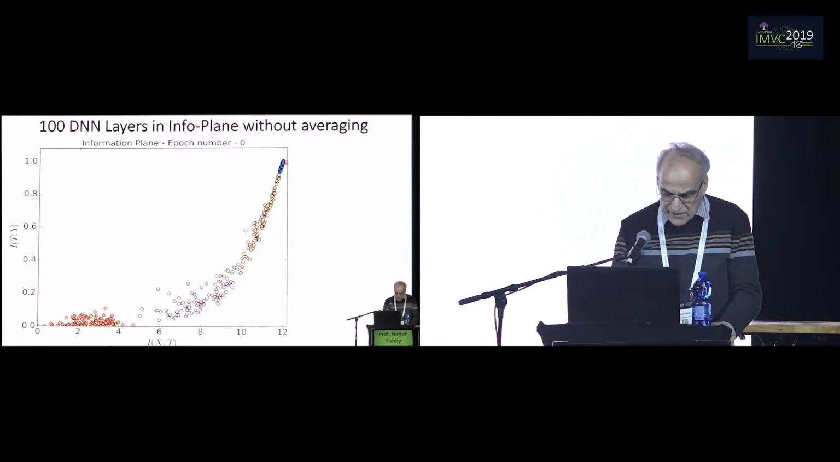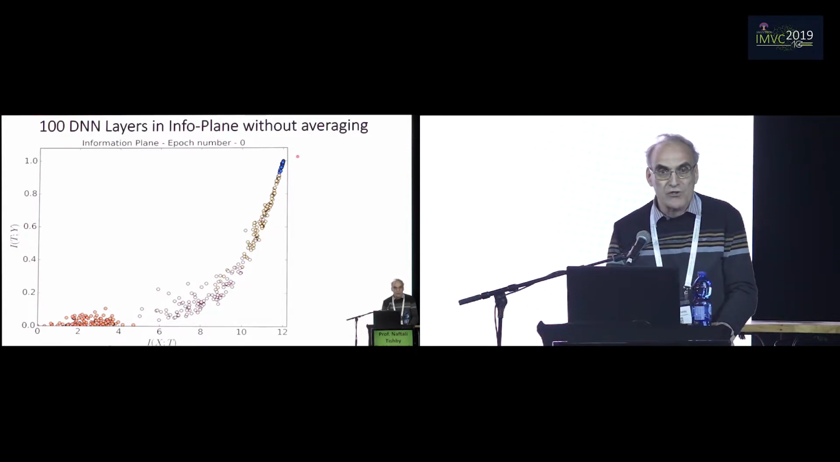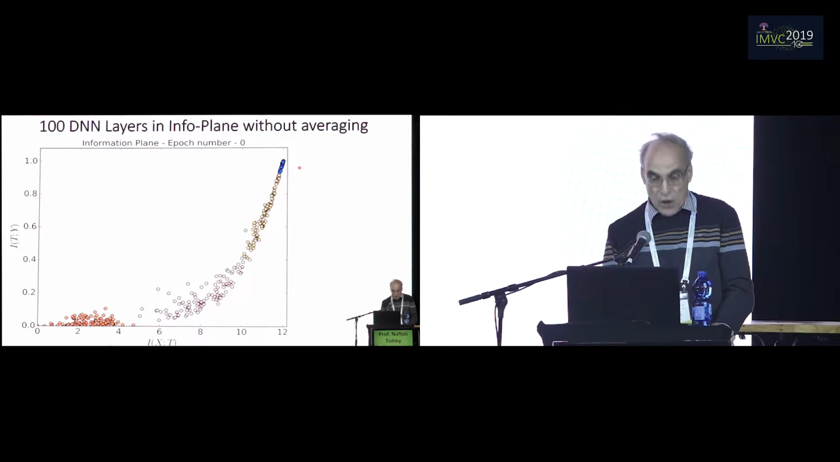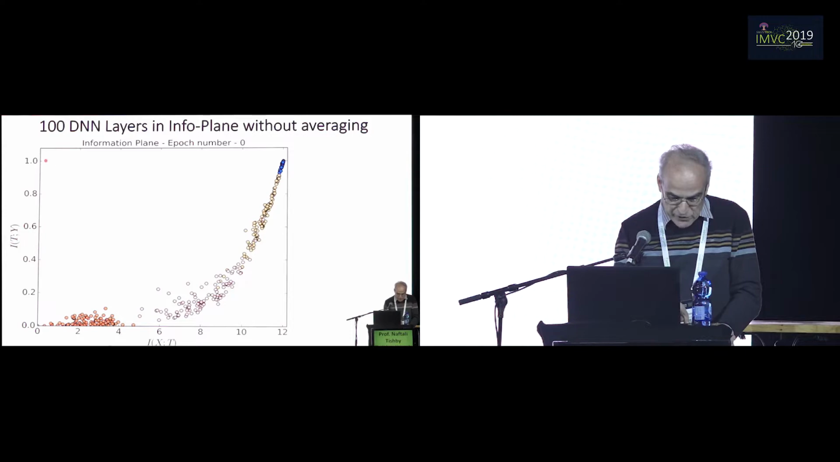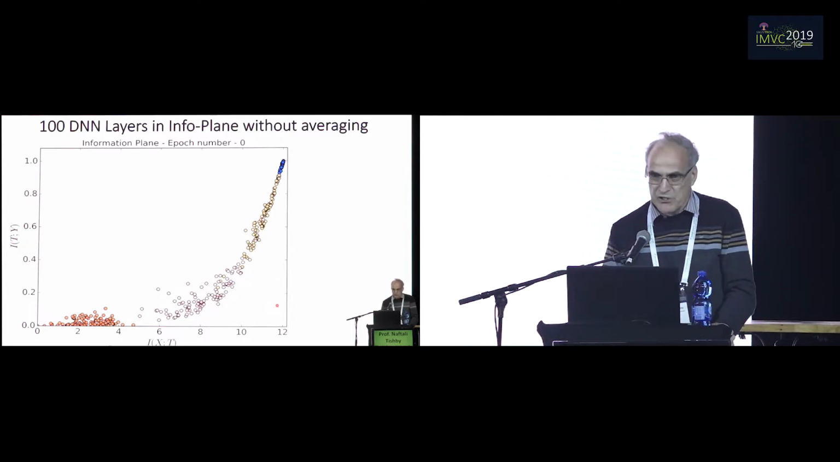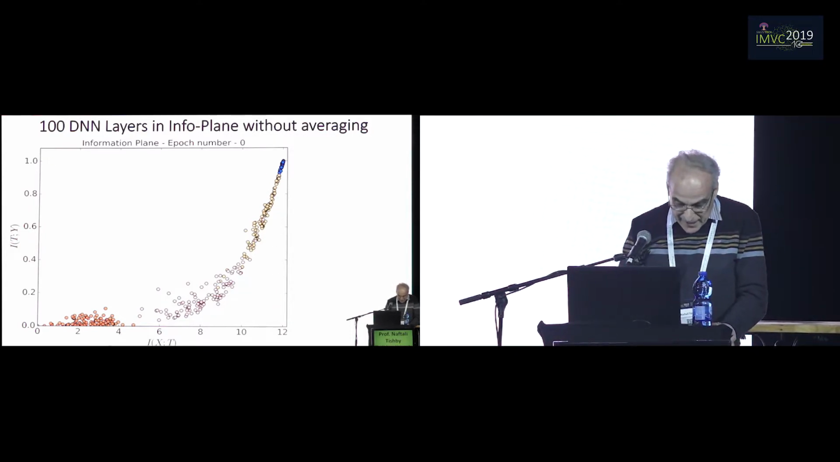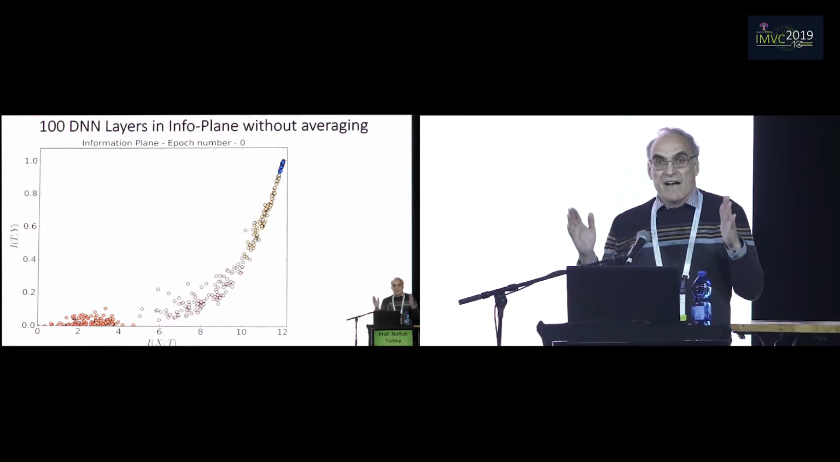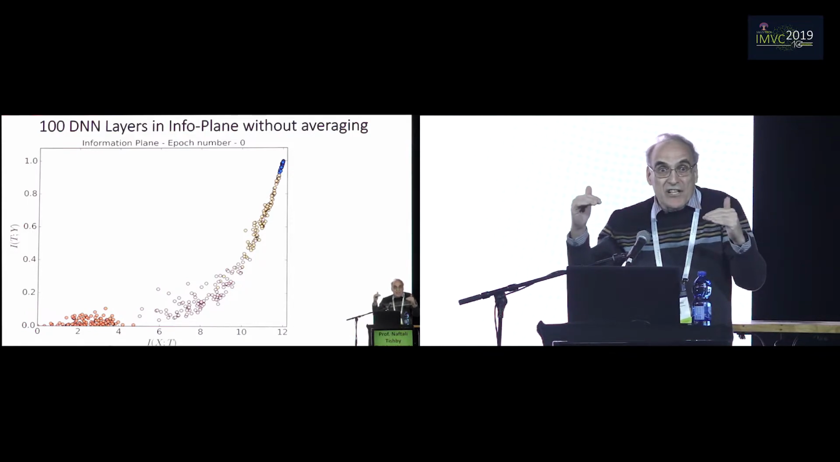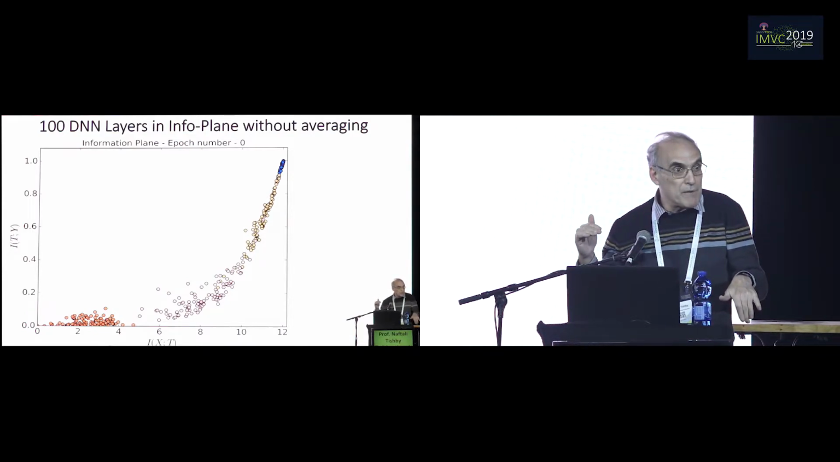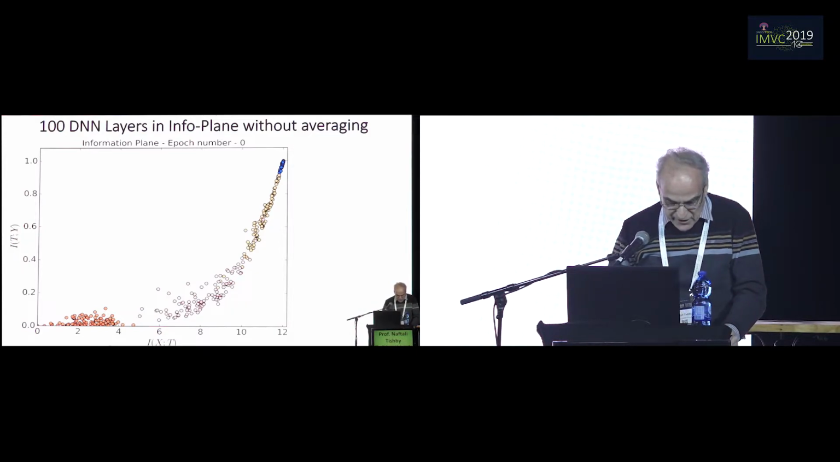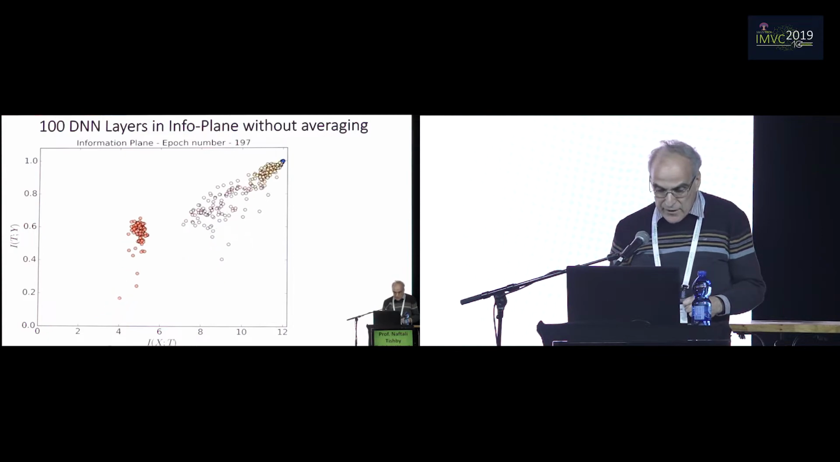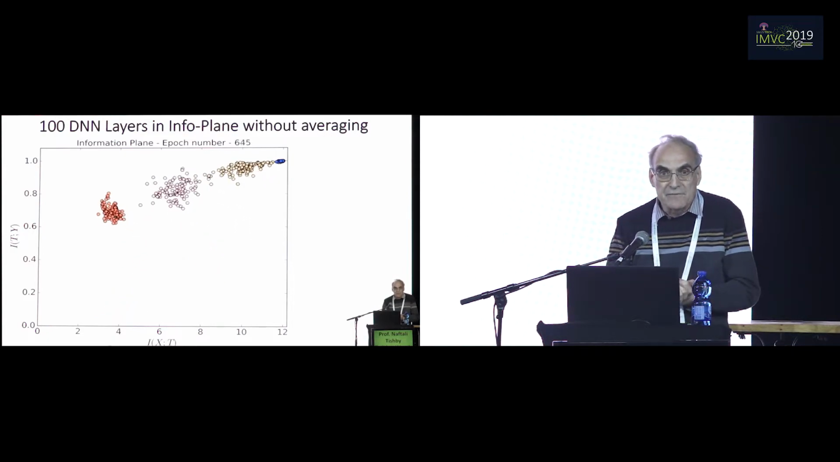In blue here is the first hidden layer, closest to the input. It has a lot of information about both the input and the output, so about 1 bit about the output and 12 bits about the input, which is the size of this network. It's a very small network. And the last hidden layer, which is really important, in orange here, initially has very little information, both about the input and about the output. The interesting thing is that when you start training it using backpropagation, this is what happens to the layers.